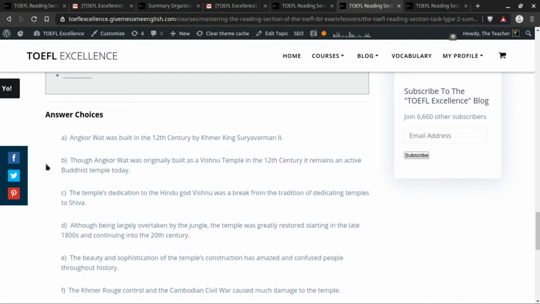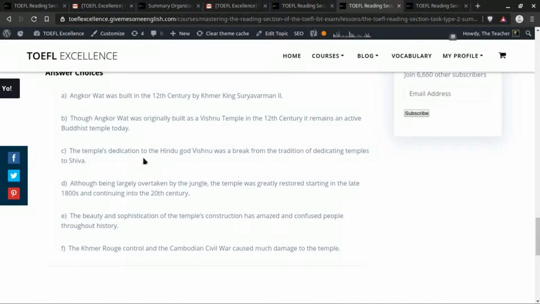So this is a really good idea for a summary statement. The temple's dedication to the Hindu god Vishnu was a break from the tradition of dedicating temples to Shiva. Now, that's once again a detail, but it could act as a summary depending on the other answer choices that we have. Although being largely overtaken by the jungle, the temple was greatly restored starting in the late 1800s. Now, this gives us a little bit of historical information. Even though it does have some details, it could be a summary statement.